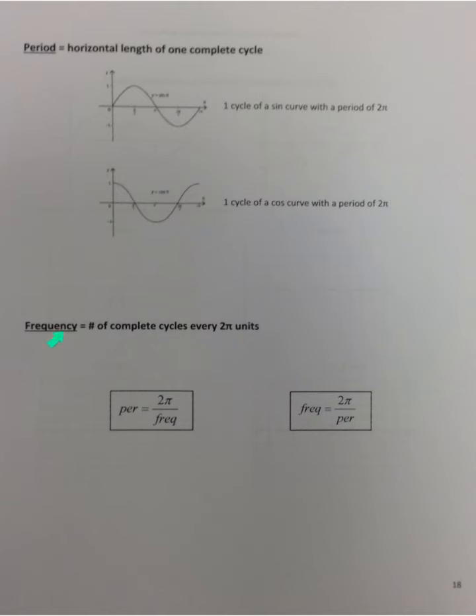All right, now frequency is the number of curves every 2 pi units. Basically what that means is how many curves from 0 to 2 pi. So if I look here, my frequency is 1. I have one curve from 0 to 2 pi. This is not one curve and then here's the other for a total of 2. This up and down is one full curve, okay? So your frequency here is 1.